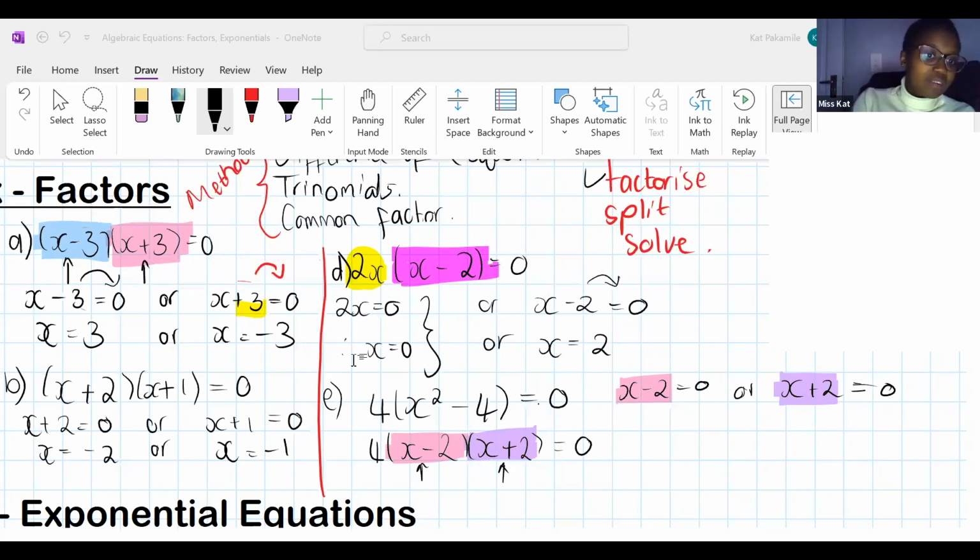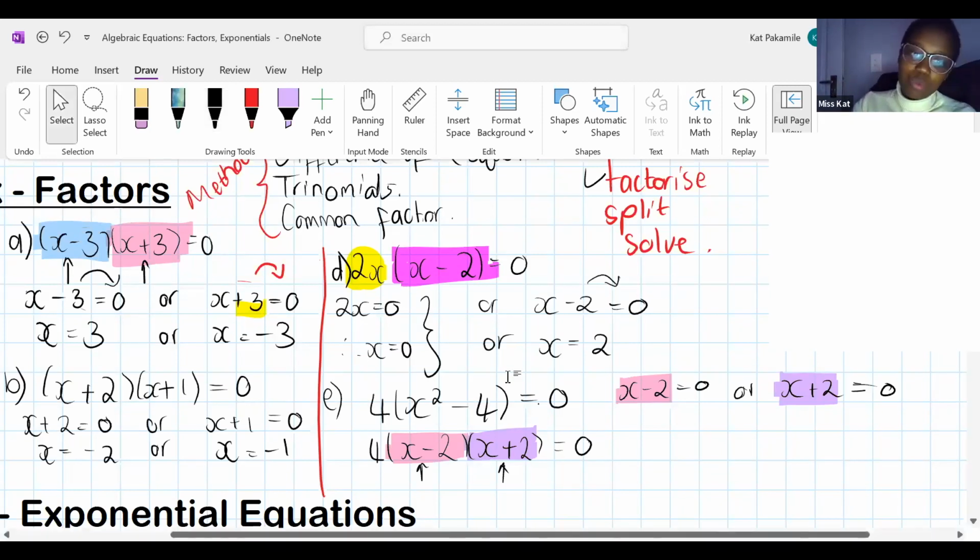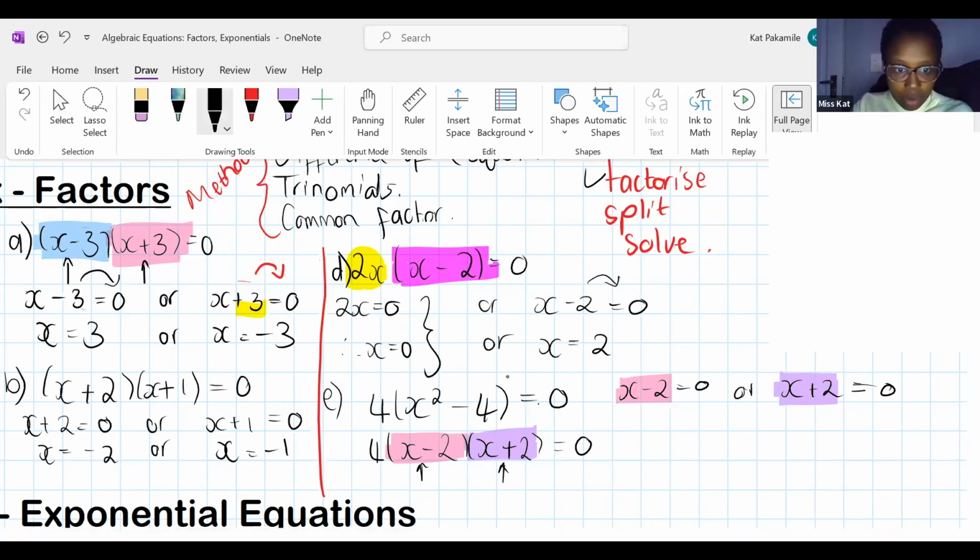Yeah, so you can divide, guys. We can divide if we want. So what Simone was saying here is we could divide by 4 to get rid of this 4. And then we'll just be left with x minus 2 equals 0 or x plus 2 equals 0. And as you said, my solutions will be x equals 2 or x equals negative 2.